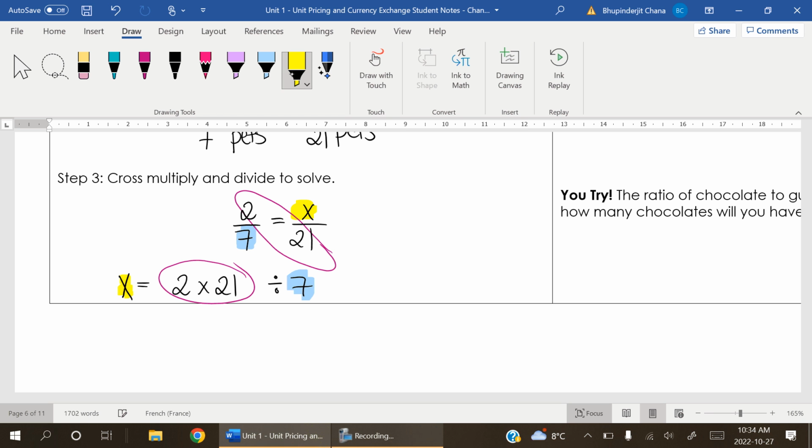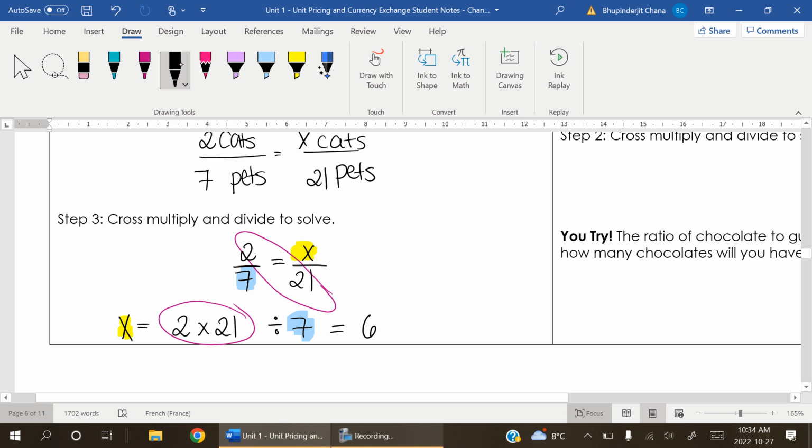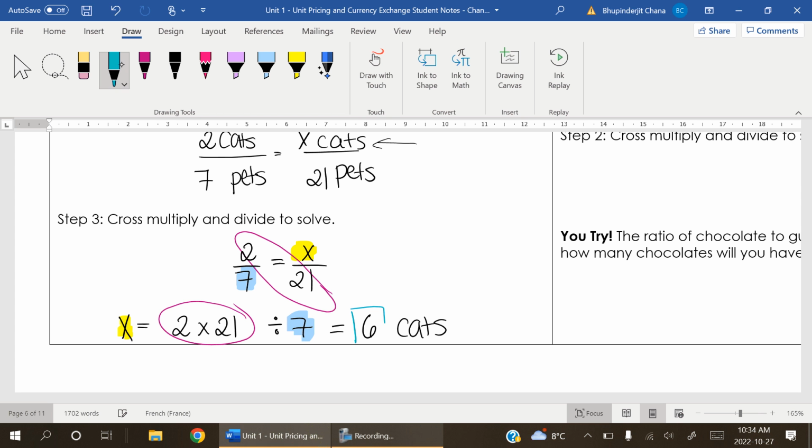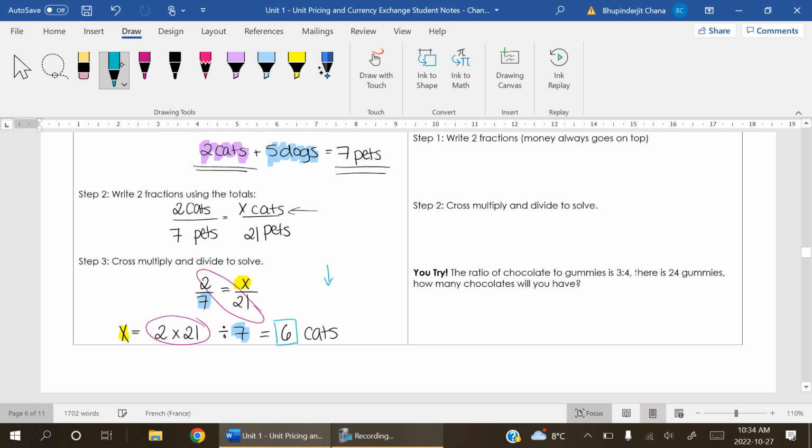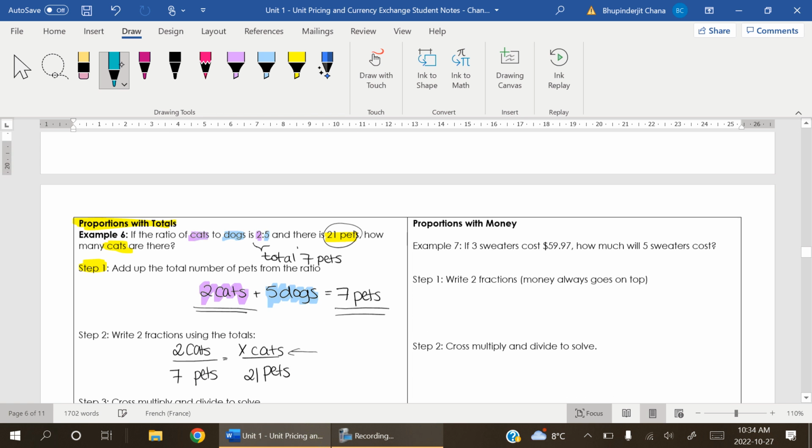All right, so x is equal to 2 times 21. I'm going to plug that into my calculator, 2 times 21. And you should be using your calculator right now too. Make sure that you're getting 6. And we are looking for cats, so I'm going to write 6 cats. And again, in D2L, you would just put 6 in the box, and I would have already put cats as your units. Do not put them twice, otherwise D2L is going to mark it wrong.